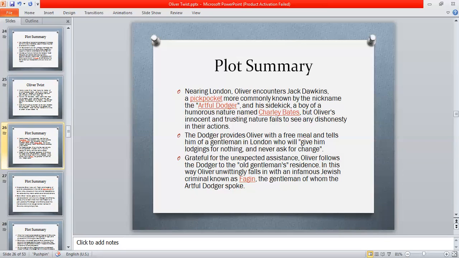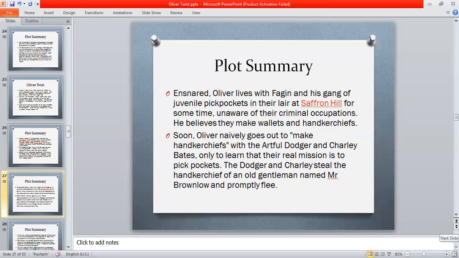In this way, Oliver unwittingly falls in with someone with a very bad reputation, a Jewish criminal known as Fagin, the gentleman of whom the Artful Dodger spoke. But till this moment, Oliver doesn't know the real nature and job of this man. Ensnared in the trap, Oliver lives with Fagin and his gang of juvenile pickpockets in their lair at Saffron Hill for some time, unaware of their criminal occupations. He believes they make wallets and handkerchiefs.